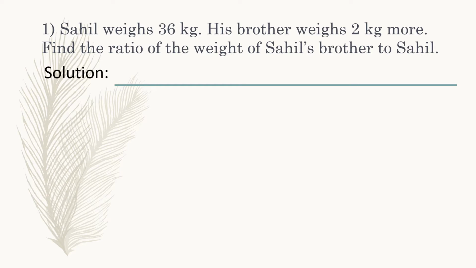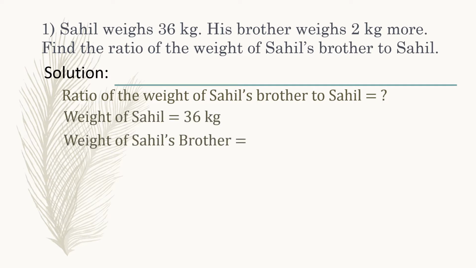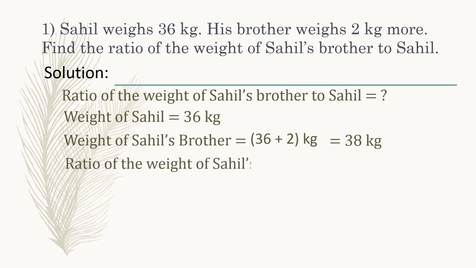See, in this question, we have to find the ratio of the weight of Sahil's brother to Sahil. Weight of Sahil is 36 kg and weight of Sahil's brother is 2 kg more, that is 36 plus 2 kg, which is equal to 38 kg. So the ratio of the weight of Sahil's brother to Sahil is 38 is to 36. To simplify, write it as a fraction, that is 38 upon 36.